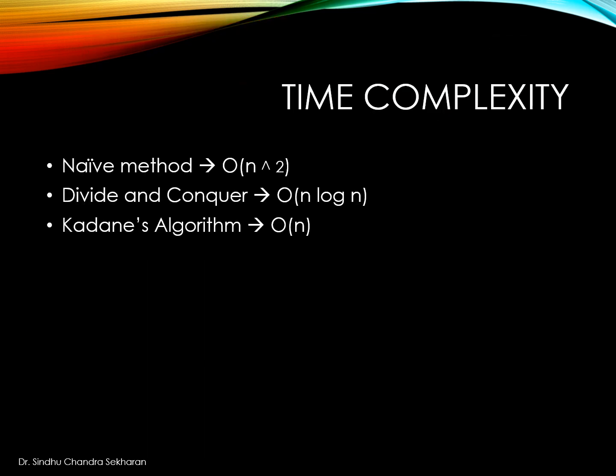Coming to the time complexity, the naive method is going to give a time complexity of the order of n square, because we have to take each and every combination. When we use this divide and conquer strategy, we are dividing it by half at each step and then combining the solutions. So you get a time complexity of the order of n log n. We have another algorithm which reduces the time complexity even further, which is Kadane's algorithm.